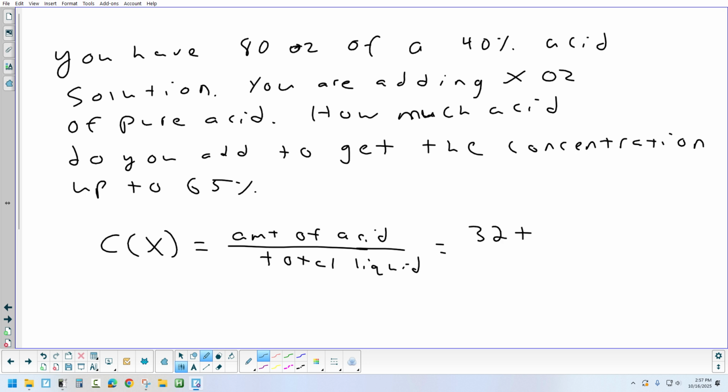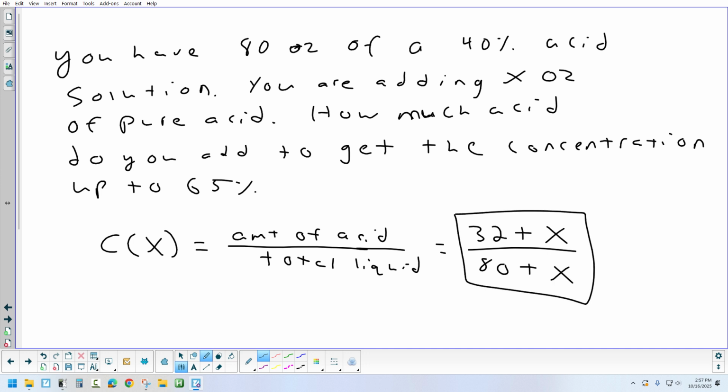plus how much acid are we pouring in? Yeah, yep, we're going to pour in X ounces. So that's the amount of acid. Now the total amount of liquid. How much liquid did we start with? Yep. 80. And how much liquid are we adding to that? X. So that's a formula for the concentration as a function of X.